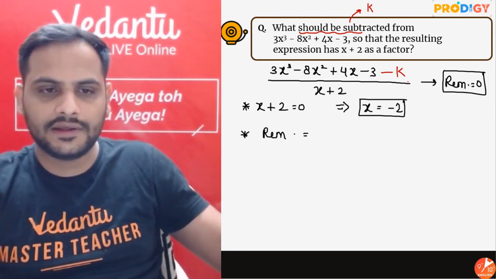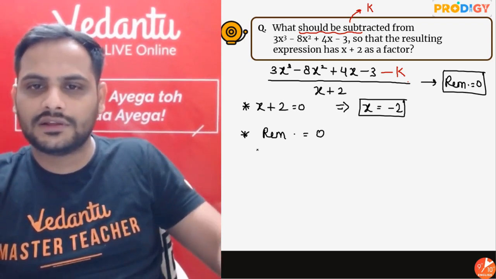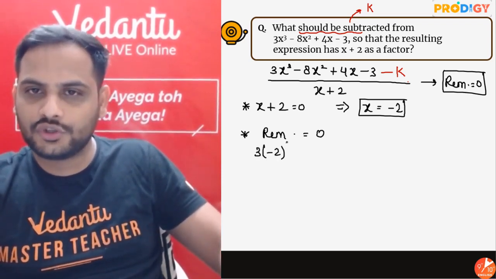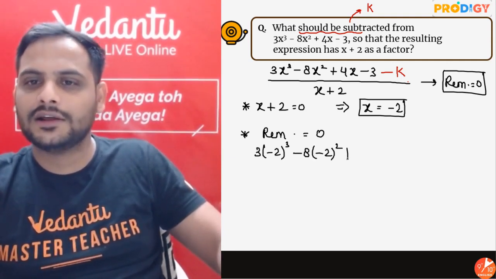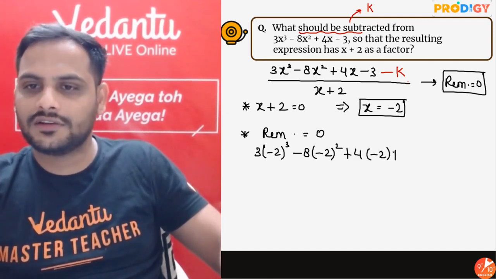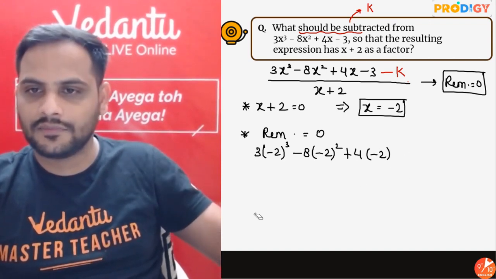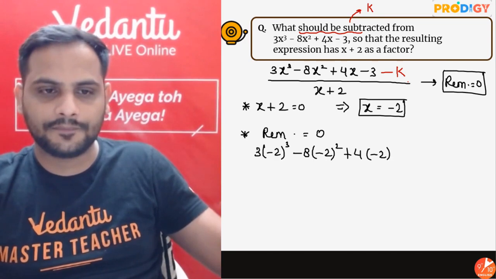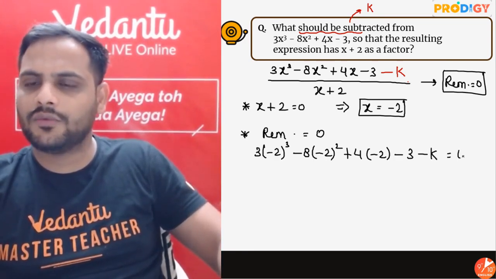Remainder is equal to 0, we know that. So it will be 3 into minus 2 cube minus 8 into minus 2 square plus 4 into minus 2 minus 3 minus k. My aim is to find out k. Minus 3 minus k equal to 0.